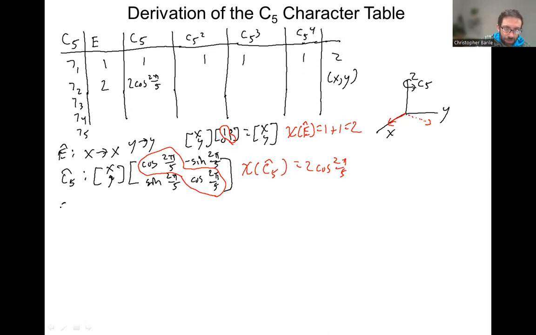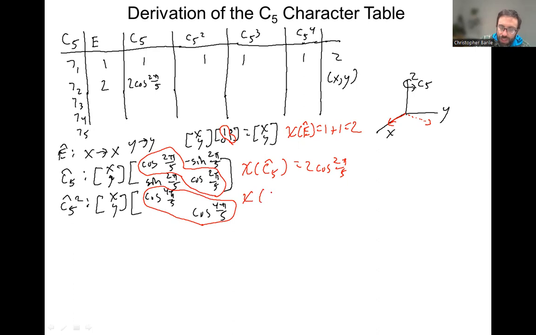But anyway, if we keep carrying on here, if we do a C5 twice, you can see the exact same thing is going to happen. But now we're going to have a different angle that we're rotating by, cosine 4 pi over 5. That's going to be across the diagonal. I don't really need to write the sine terms. And so your chi of C5 twice, a 144 degree rotation, is 2 cosine 4 pi over 5.